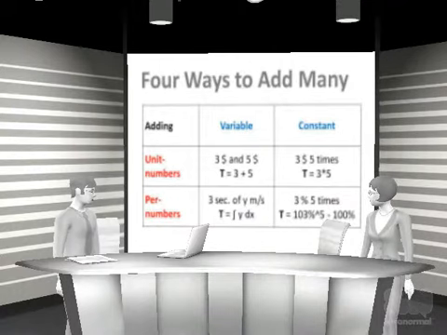Since $3 and $5 add up to 3 plus $5, variable unit numbers are added by plus. Since $3, 5 times add up to 3 times $5, constant unit numbers are added by times. Since 3% 5 times add up to 103% to the power of 5 minus 100%, constant per numbers are added by power. And since the total of 3 seconds at 4 meter per second, increasing to 5 meter per second, is found by adding areas, variable per numbers are added by integration.